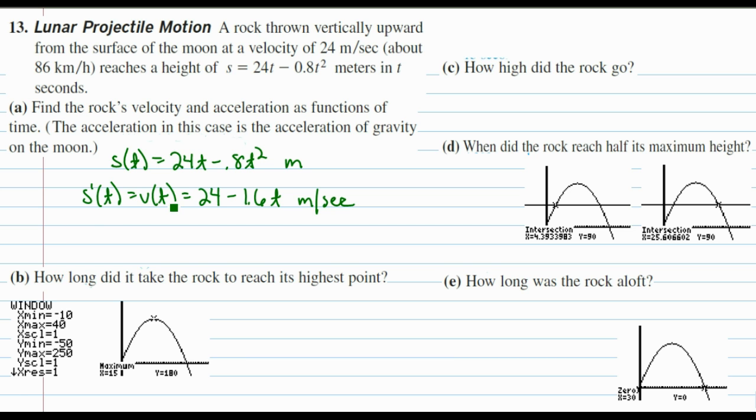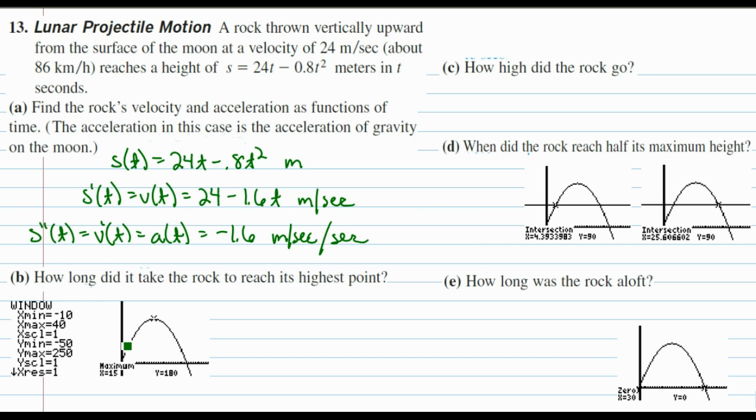And now if I take the derivative of velocity, so s double prime of t, which is v prime of t, or acceleration, so acceleration is the second derivative of position. The derivative of 24 is 0, the derivative of negative 1.6t is just negative 1.6, and that's going to be meters per second per second. So the acceleration, again, doesn't depend on what time it is. It's just going to be a constant acceleration of always losing 1.6 meters per second every second.